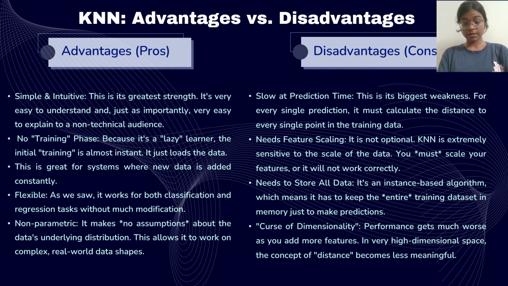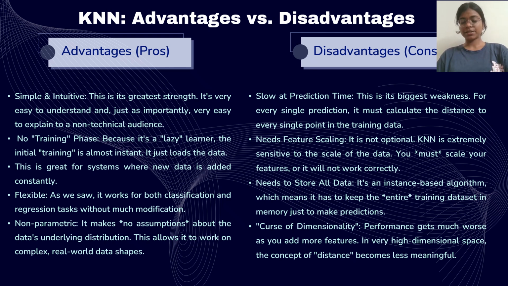On the downside, disadvantages, it is slow at prediction time. This is its biggest weakness. It has to compare a new point to every single point in the dataset. This is not suitable for large scale real-time systems. It needs feature scaling. As we just saw, this is not optional. It needs to store all the data. It has to keep the entire dataset in memory, which can be a problem for large datasets.